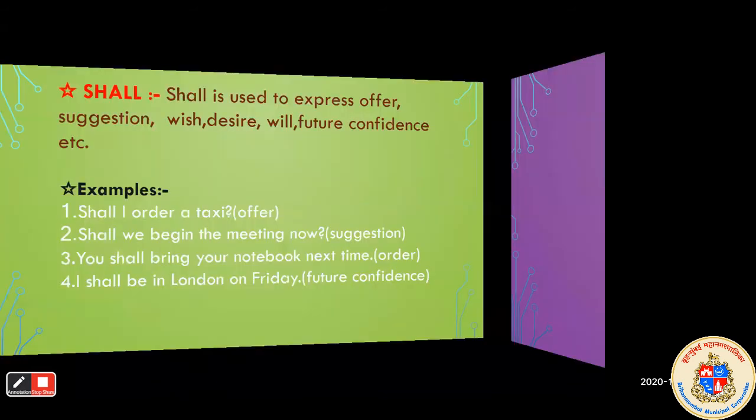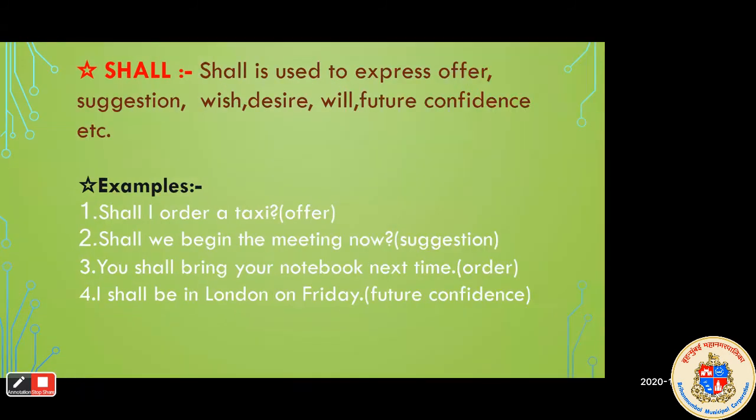Shall I order a taxi? Second, shall we begin the meeting now? Third, you shall bring your notebook next time. Fourth one is, I shall be in London on Friday. So in the four sentences, different functions are expressed with the help of modal verb shall.